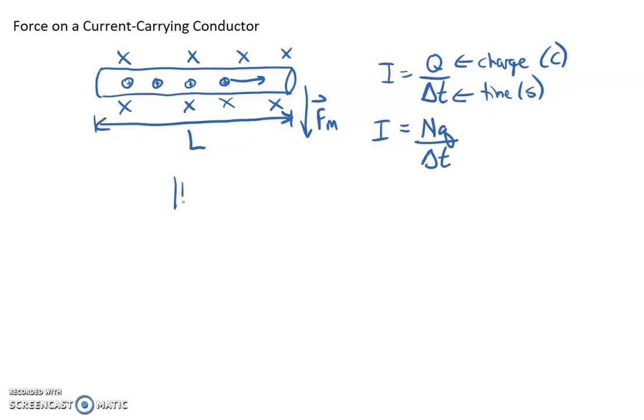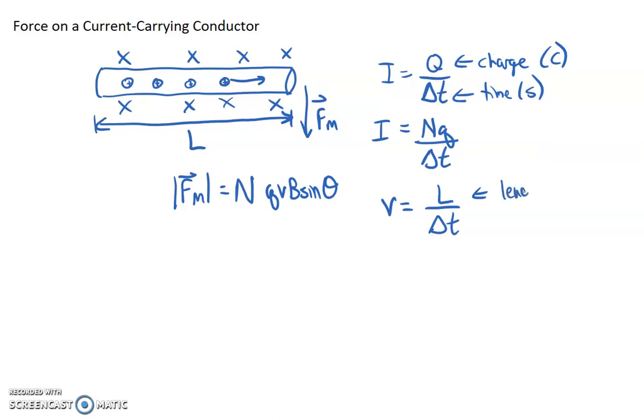Remember from before that we found that the force on one charge is equal to QVB sine theta. But if we have a whole bunch of charges all along this wire, we multiply that by the number of charges that I actually have. So it's n times QVB sine theta. Let's take this one step further. Speed is distance over time, and if you take L as the length of the wire, which a charge is going to travel in a certain amount of time, then you can replace V with L over delta T.